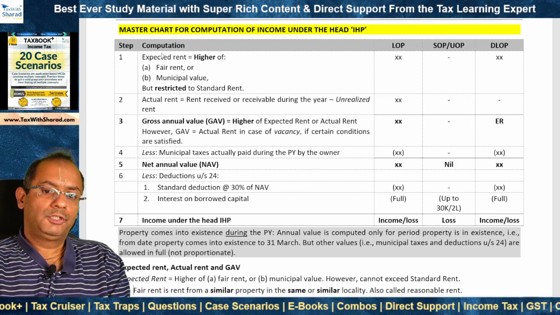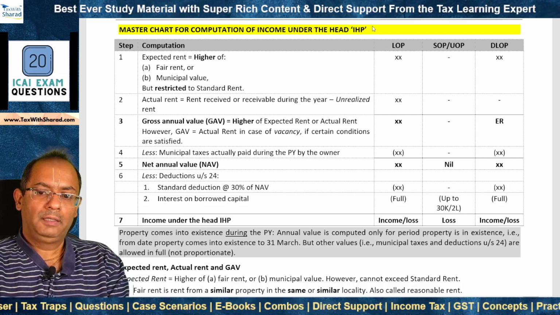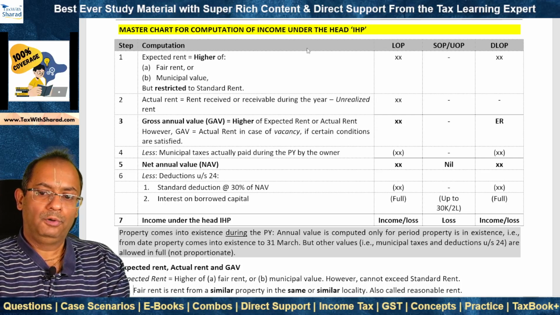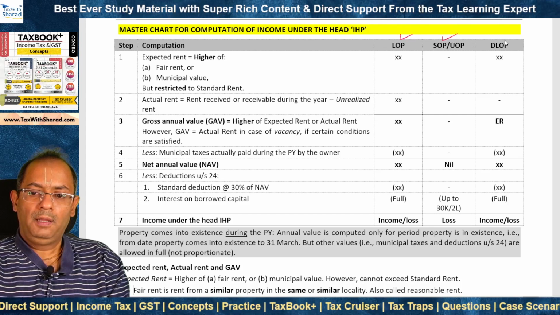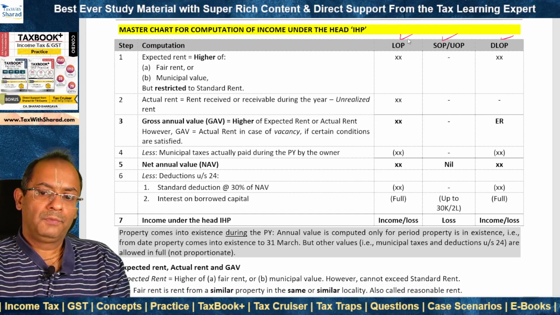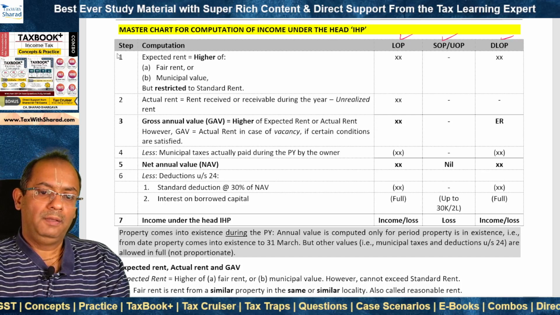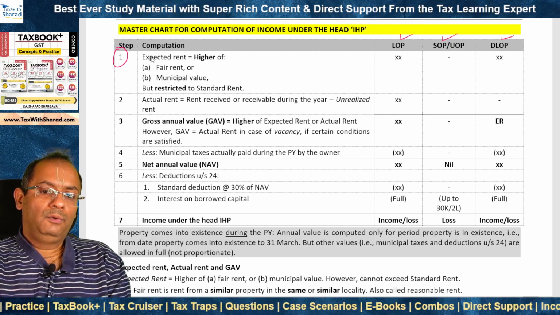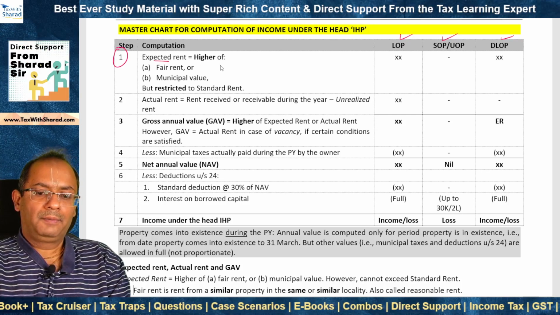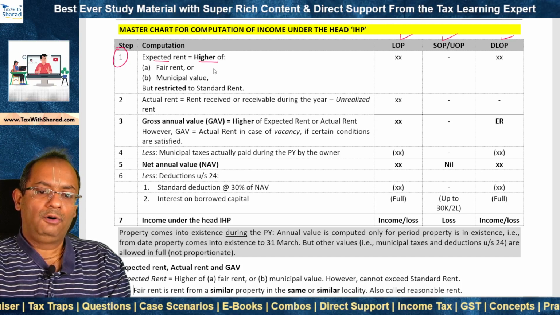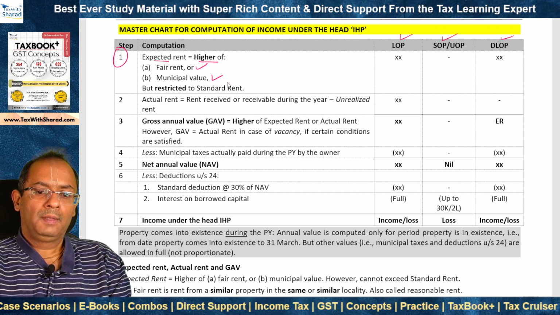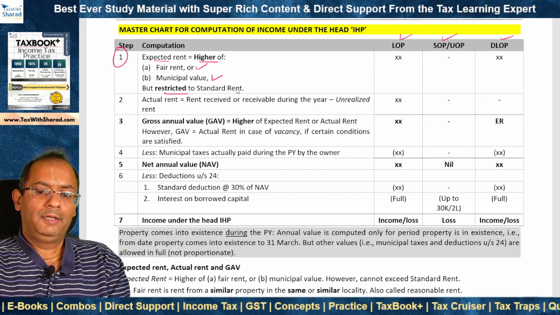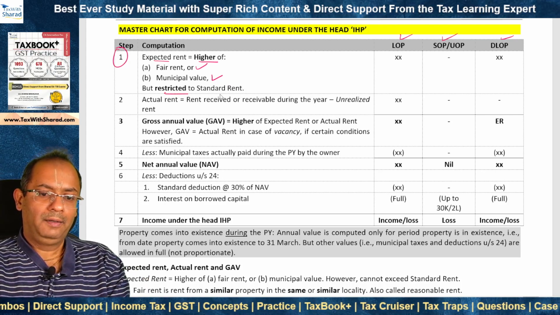We now look at the master chart for computation of income under the head IHP, and these are the steps to be followed. The computation is different for LOP, for SOP or UOP, and for a DLOP. So first we look at the computation for LOP. In step 1, we compute the expected rent. And expected rent is the higher of A fair rent or B the municipal value. But this is restricted to standard rent, so this cannot exceed the amount of standard rent.